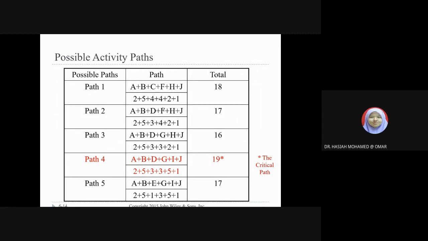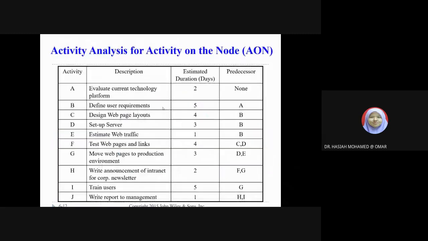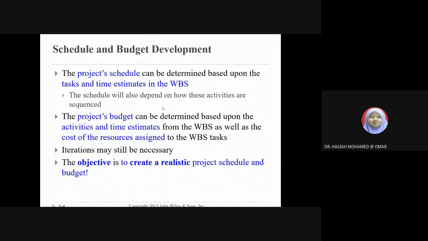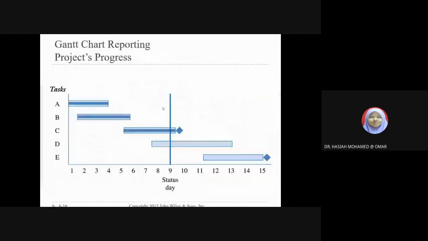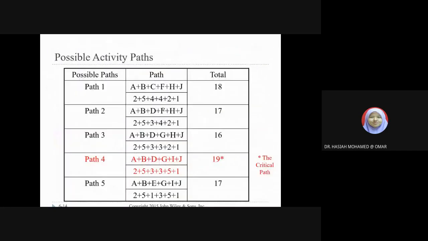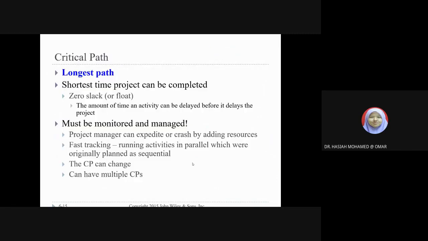So this is the term from earlier. What was the name? Realistic project. Okay, because you already have the calculation, you already know how many days it should take to complete each of the tasks or activities. So the critical path is the longest. Okay, the longest path. Okay, the shortest time the project can be completed, where we have the zero slack or float.